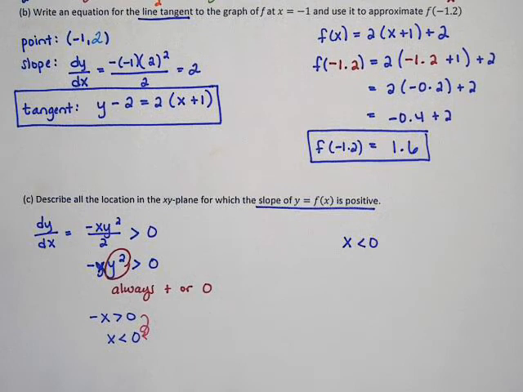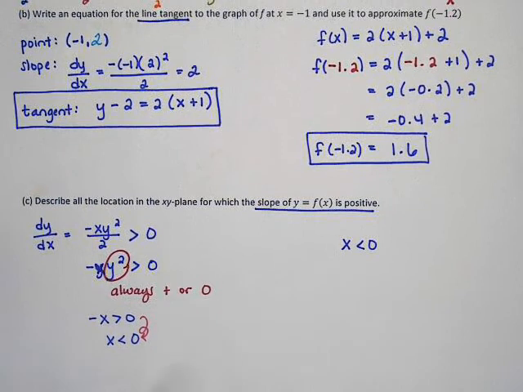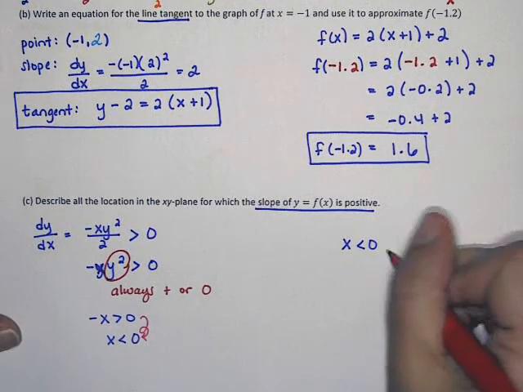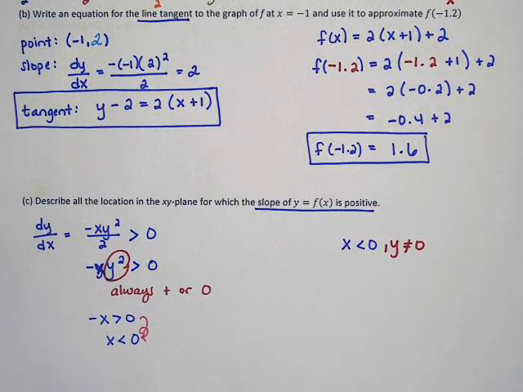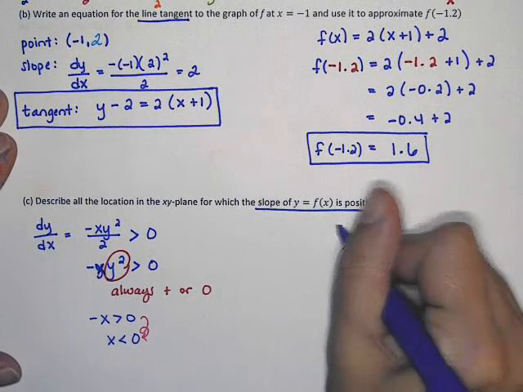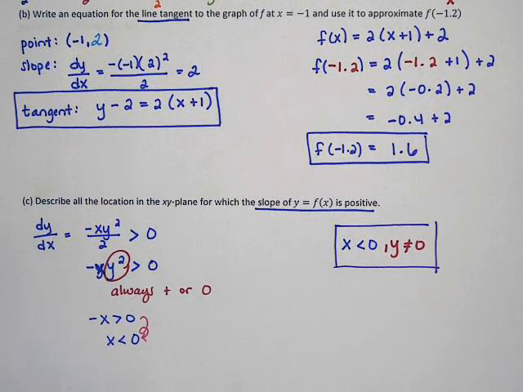But there's a catch. The other times when I could get a non-positive answer are when y is 0, because when y is 0, I would get 0 as my answer. So I would also have to state that y cannot be 0 in order to guarantee my slopes are strictly positive, not negative and not 0.